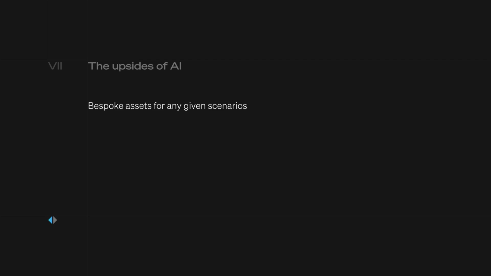Now, let's start with the upsides of what AI can bring us as ArchViz artists. Bespoke assets for a given scenario, like vegetation and people. It has always been a very tedious and non-creative task to just find the right cutout for your image. AI lets us generate them on the fly and refine them, move them around, so that they perfectly fit our composition and intent. This will help us in what I would call differentiation.